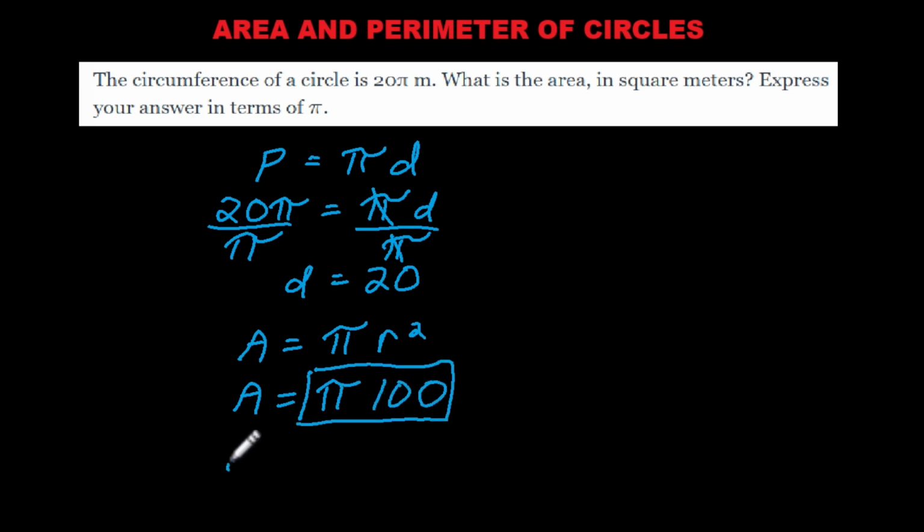And then just for good form, when you write pi times 100, it's customary to put the number in front. Pi is not a variable, it's a constant, but the pi symbol should come after the 100.